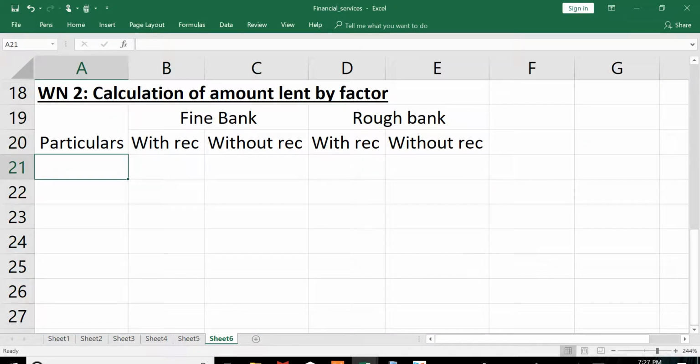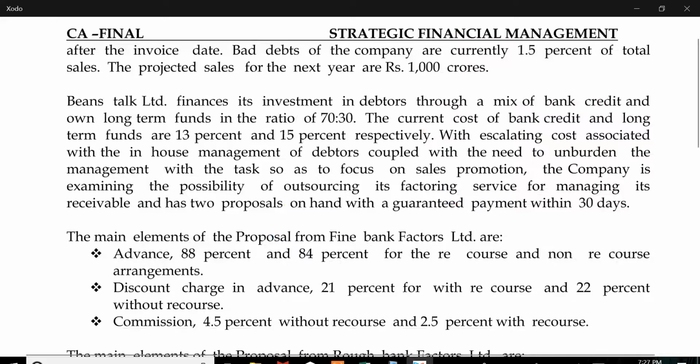I'll try to follow as much as possible with what the institute solution is. I'll also tell you the logical gaps which are there. Now, when you get into a factoring arrangement, he is saying, boss, I'll give you the payment in 30 days. That's the period at which I'm going to do the calculation. He will advance 88 and 84, which means reserve is 12 and 16.